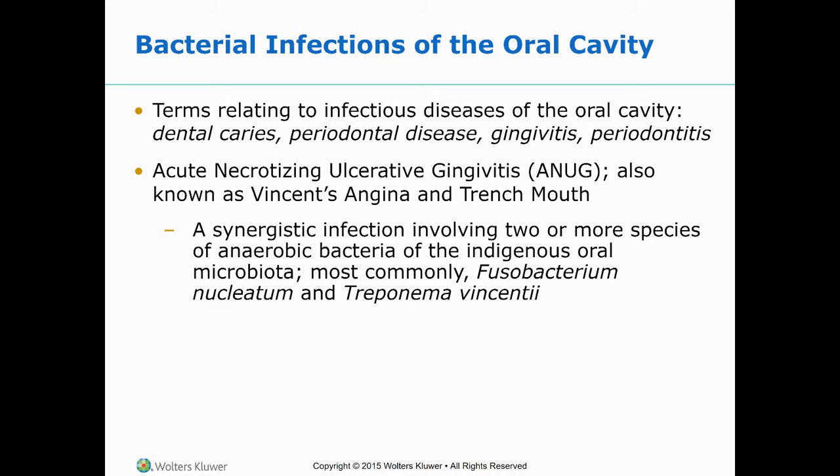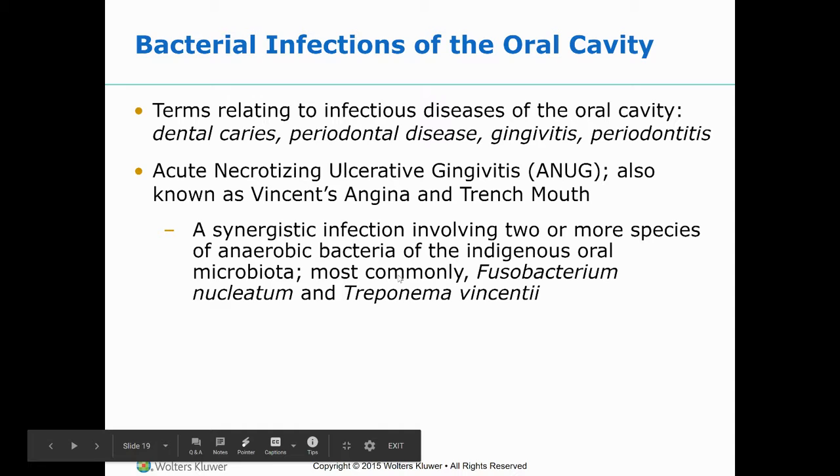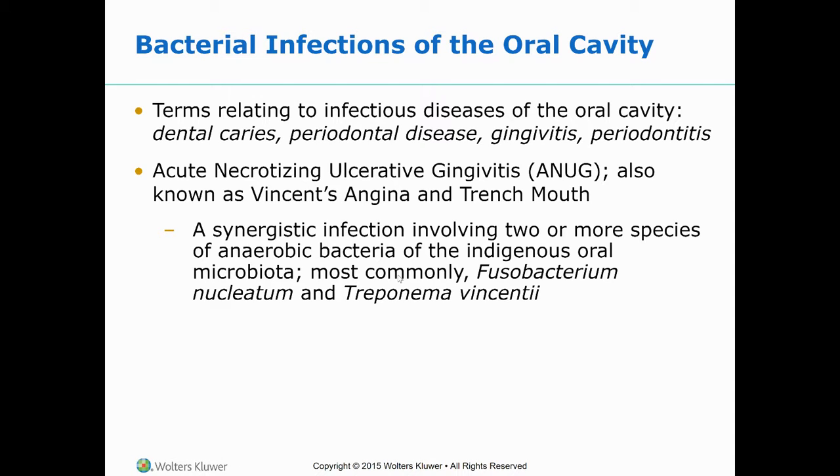Okay. Now, when we talk about the oral cavity, you guys should know this: gingivitis, periodontal disease. Again, these can all be caused by specific bacteria within your normal flora or stuff that you're just not brushing out appropriately. So usually whenever you have this type of acute necrotizing ulcerative gingivitis, or trench mouth, this can be caused by 2 or more species of the indigenous oral microbiota, which is also considered your normal flora.